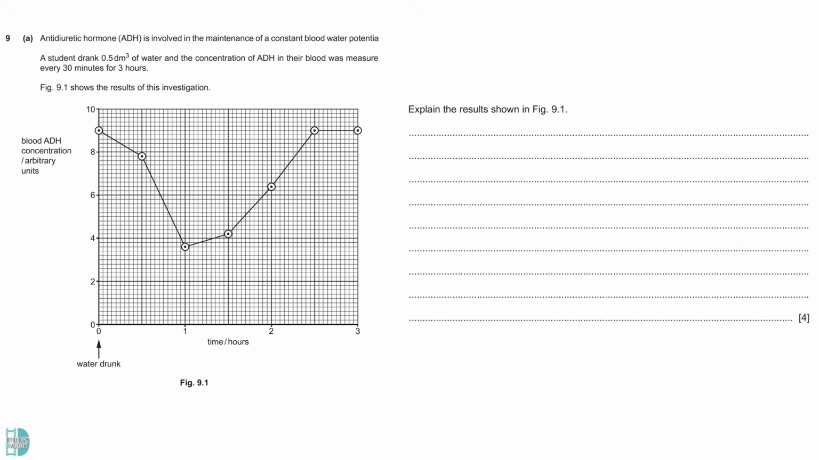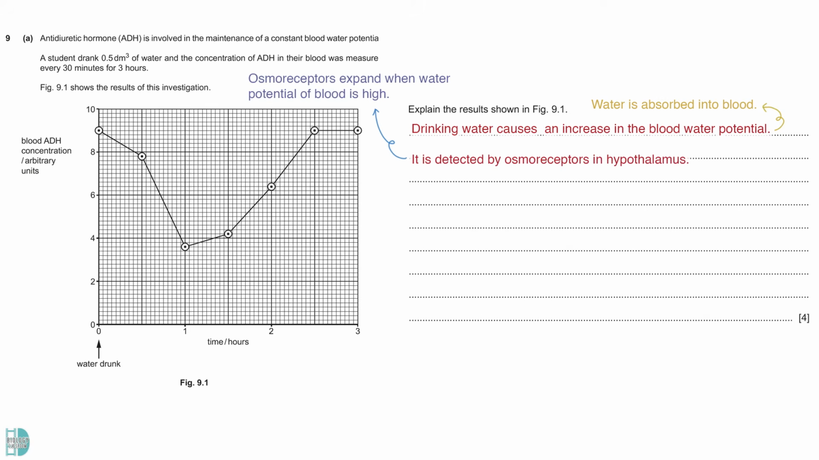9a shows the changes in ADH concentration after a student drank 0.5 dm³ of water. You are asked to explain the results. Water is absorbed into our blood after it is consumed. This causes an increase in blood water potential. Osmoreceptors in the hypothalamus detect this change. The receptors expand, causing a decrease in the release of ADH into the blood.